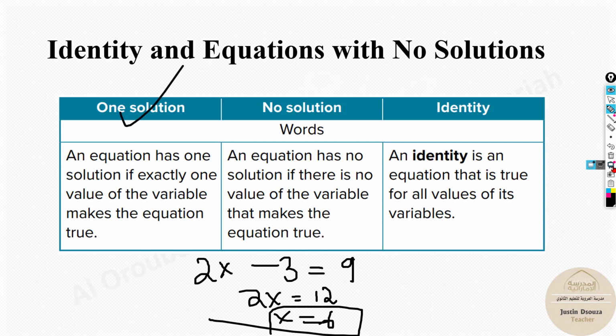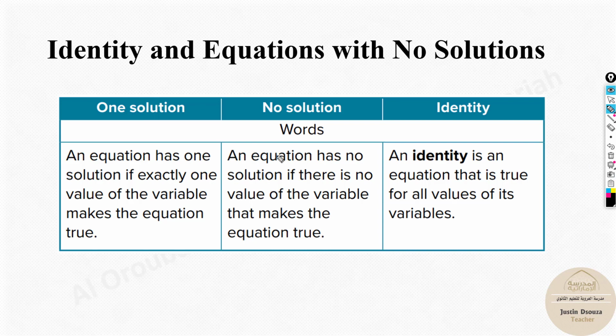One solution exists. But now over here, an equation which has no solution, if there is no value of the variable that makes it true, when you're solving equation, what happens is you will get 3 equals 2. Is this correct? 3 is not equal to 2. If you arrive at such instances, then this is no solution over here.